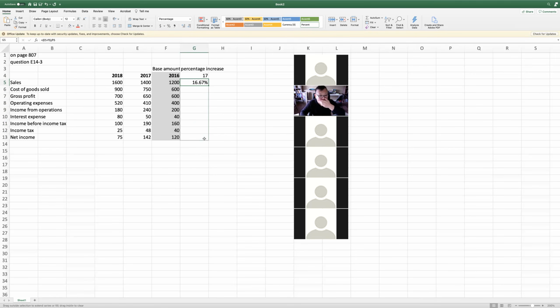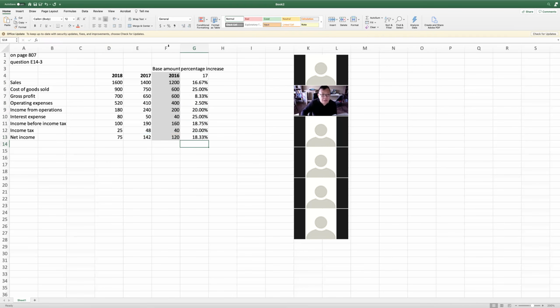Then I can know everything, right? So cost of goods sold, that increase is 25%. Gross profit, 8.33. Operating expenses, 2.5. Income from operation, 20%. Interest expense increased by 25%. Income before income tax increased by 18.75%. Income tax increased by 20%. Net income increased by 18.33%.